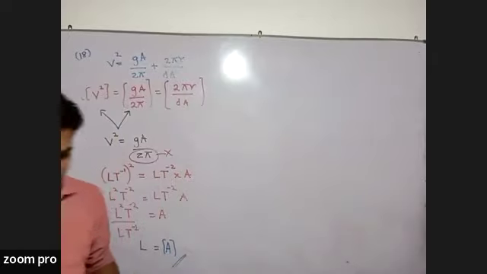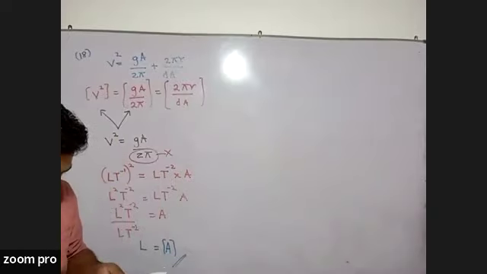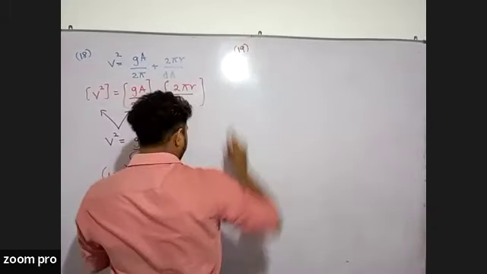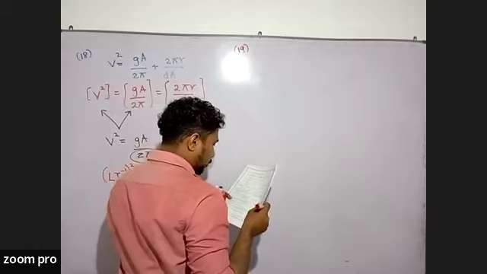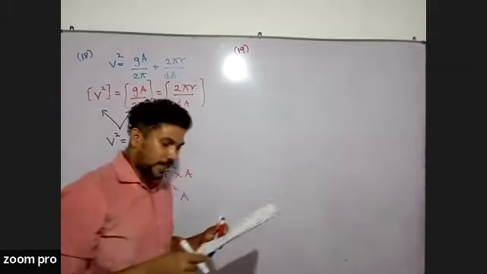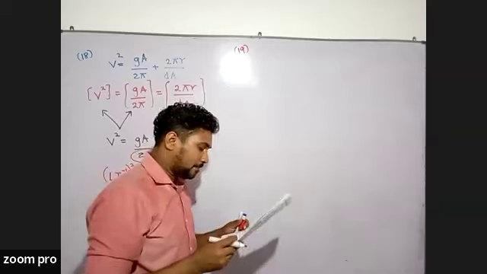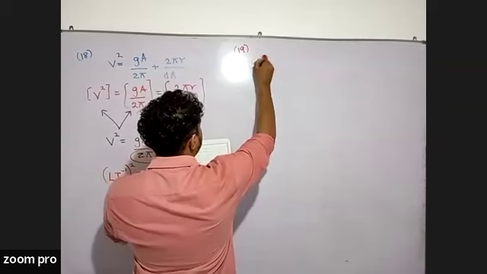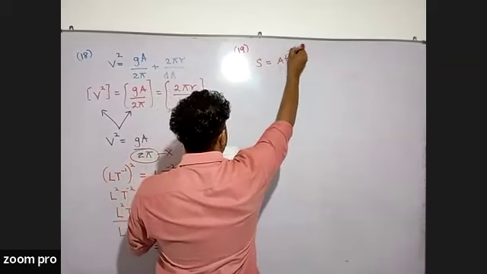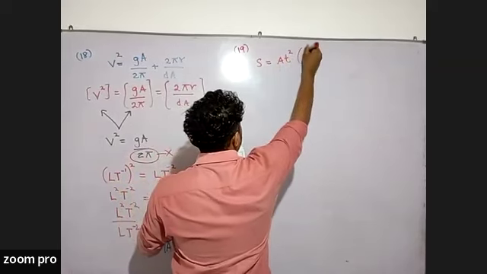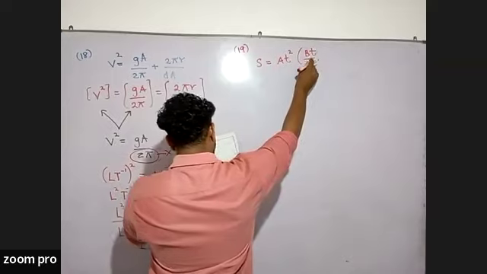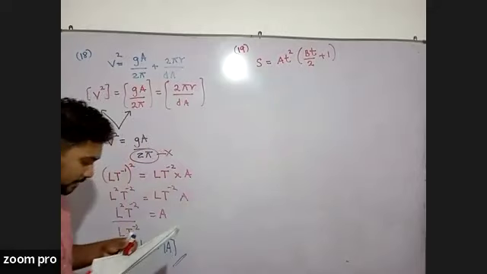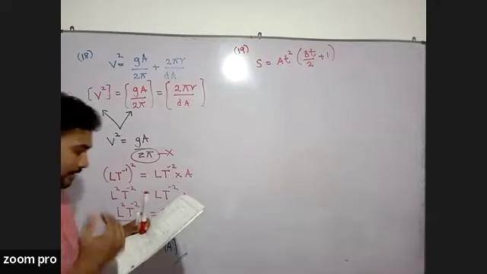Okay. Now let's move on to the other question. In the 19th question, the equation shows the relationship between the distance traveled by the vehicle, that is x, and the time t. You have to find the dimensions of a and b, right? So this is the equation x = a t squared (bt over 2 plus 1), right? Now we have to find out the dimensions of a and b, right?